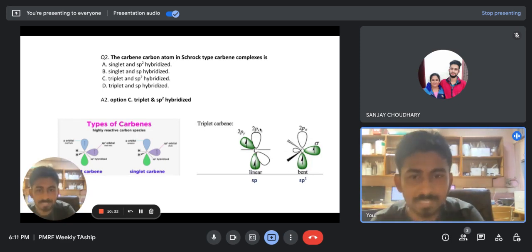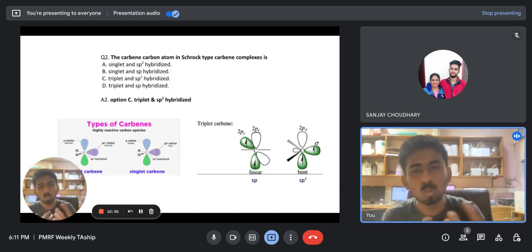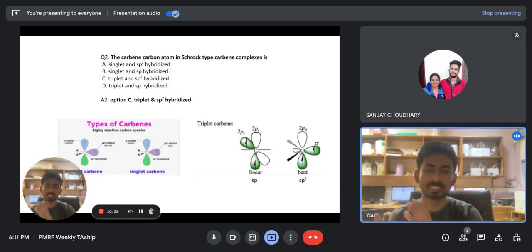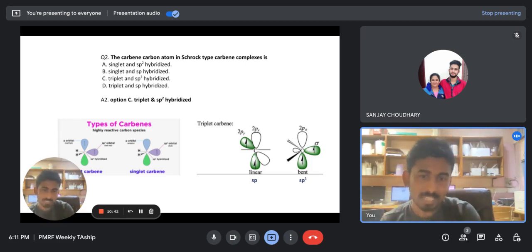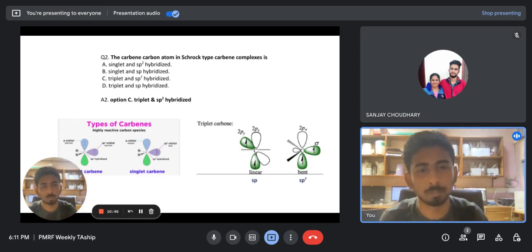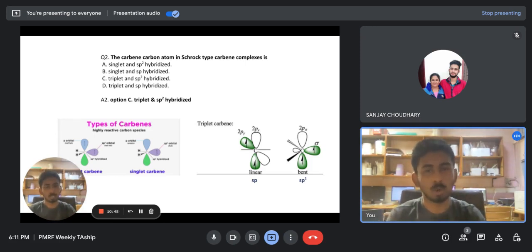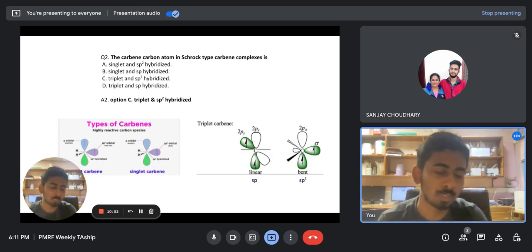So on the basis of that, the highly reactive carbene species can be classified into two main aspects: firstly, the singlet carbene and the triplet carbene. Singlets are actually provided by Fischer type carbene complexes, and triplets are the Schrock type carbene complexes. In triplet carbenes, both sp2 or sp hybridization are possible.